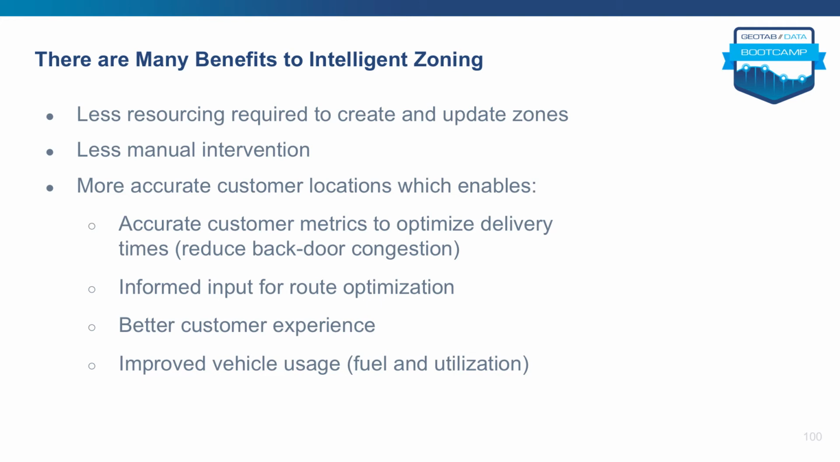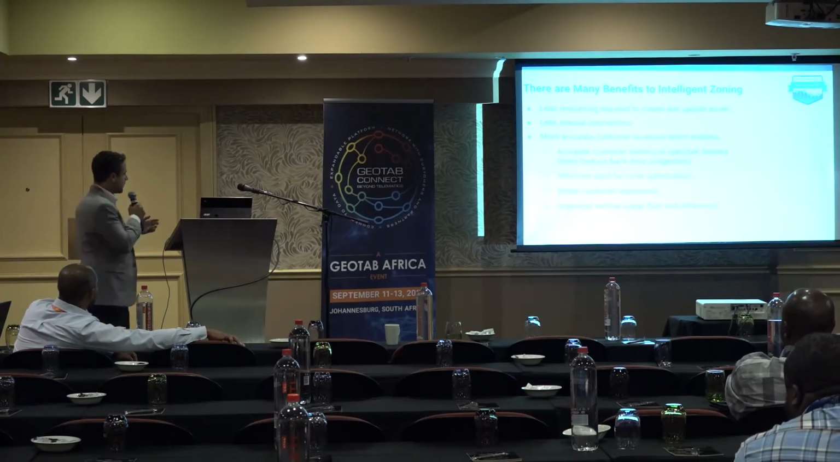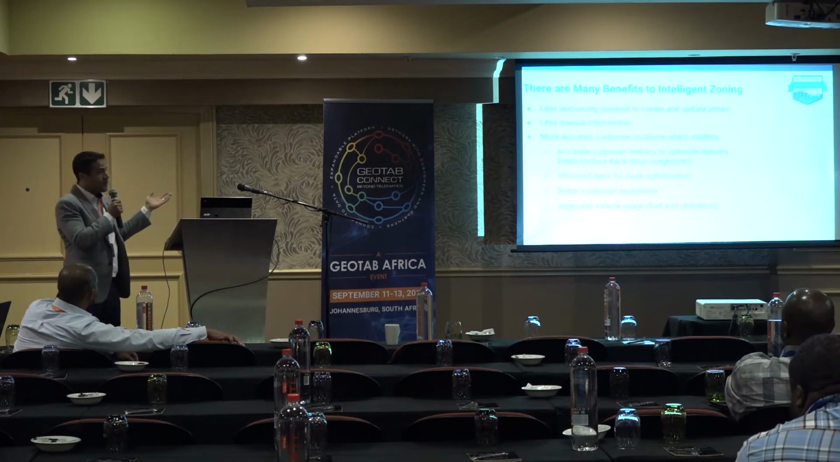There are many benefits to intelligent zoning: fewer resources required to manually update and configure a lot of these zones, and less manual intervention. And with these more accurate customer locations, you can optimize your delivery routes quite a bit better. There's more input that is necessary for route optimization, a better customer experience, and then improved vehicle usage through fuel and utilization if you get these zones actually correct.